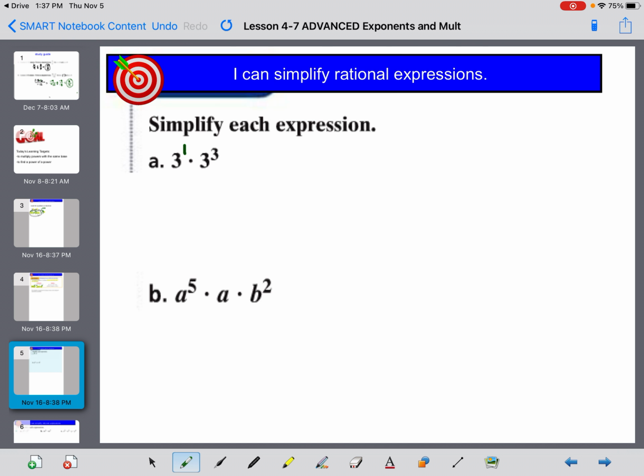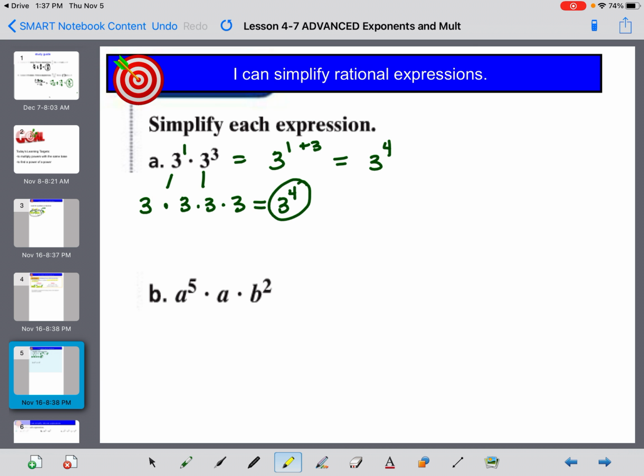Now, if you are not there yet to getting good at using the shortcut or the rule of saying 3 to the 1 plus 3 power or 3 to the fourth, then it is absolutely okay for you to write this all out in expanded form. And in fact, it's important that you do so to develop an understanding of why the rule works. However you get there, the answer is 3 to the 4th power.